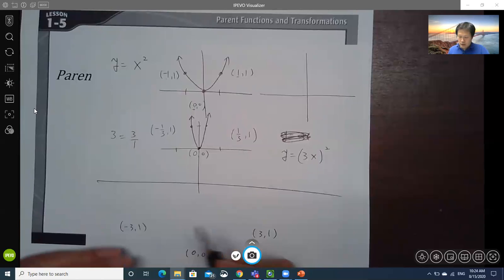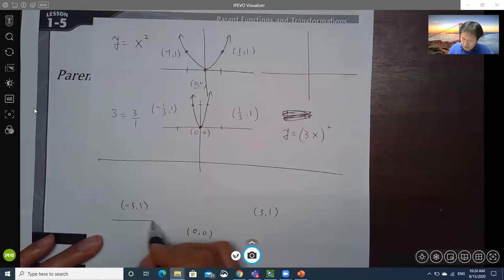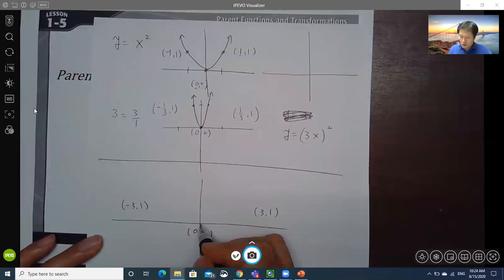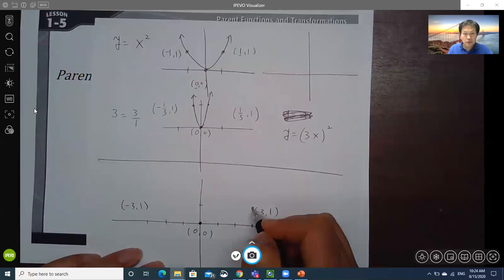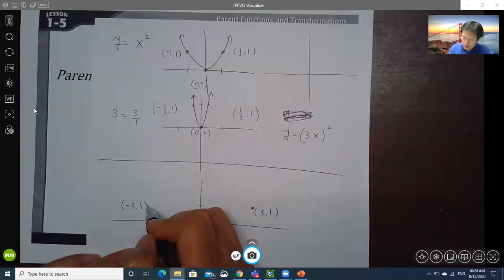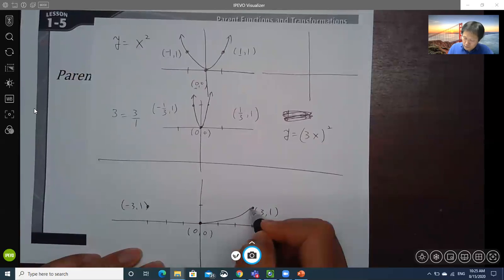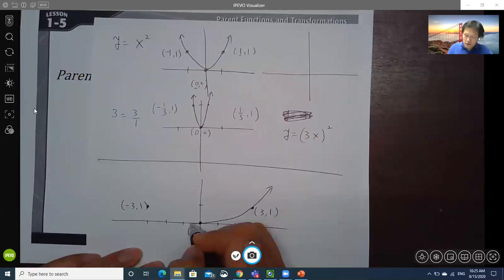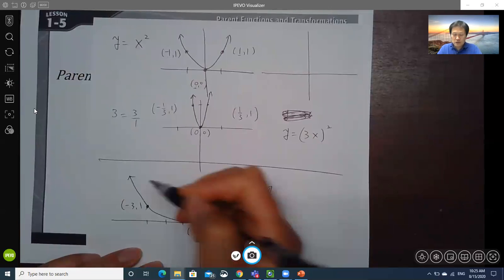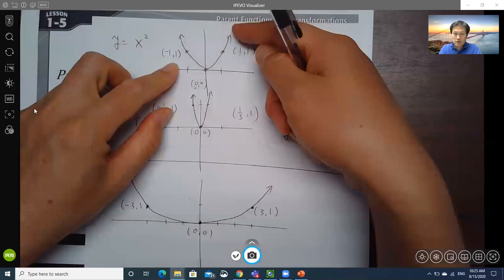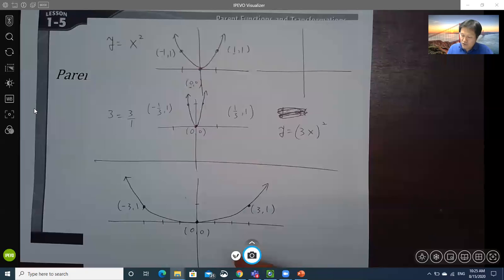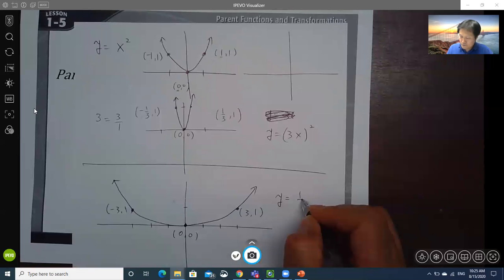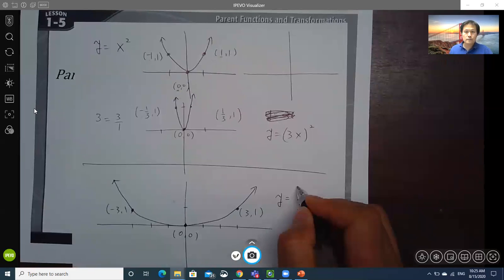So what am I saying? Your graph would look like this: 0, 0 doesn't go anywhere. You go 1, 2, 3 to the right, 1, 2, 3 to the left. Here's a point, here's a point. So your graph would look something like this. You're going to stretch this graph. You're going to grab it and stretch. That's what I mean by horizontal stretch. Okay.